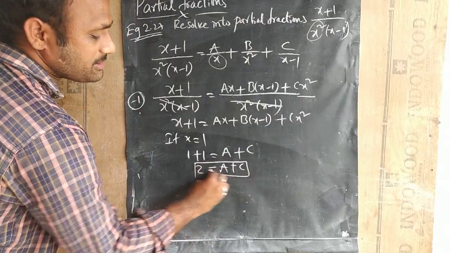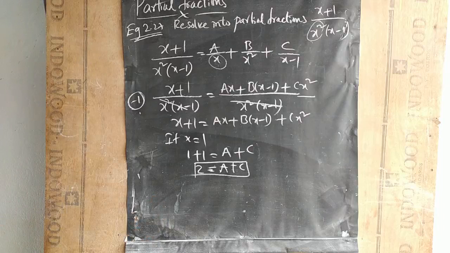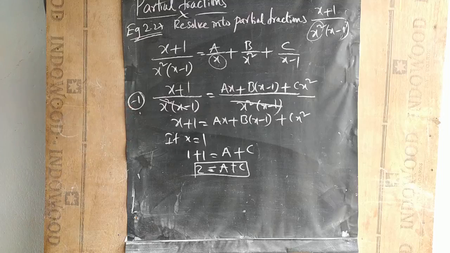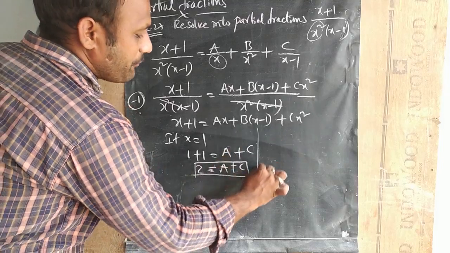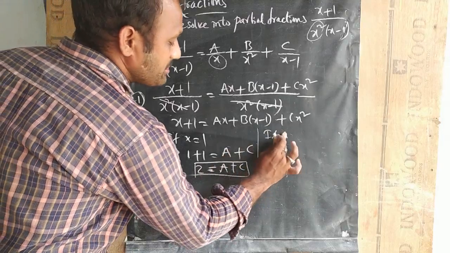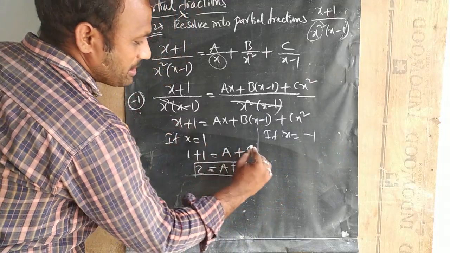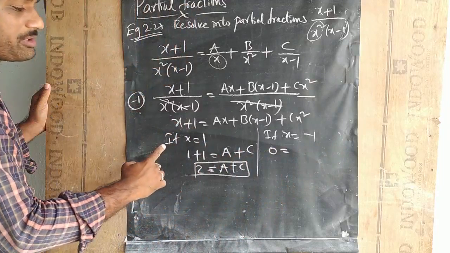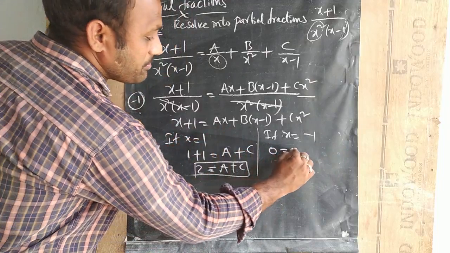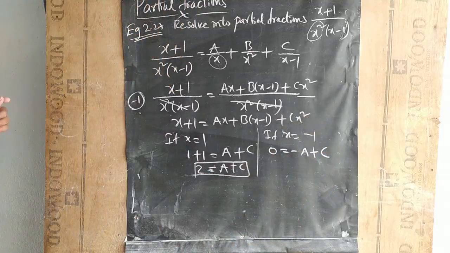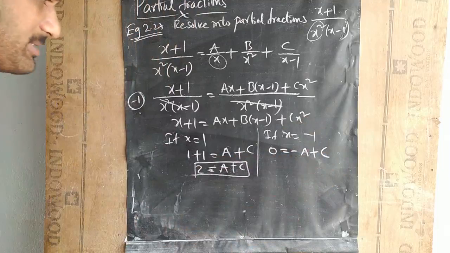A plus C answer is 2. We got the A plus C answer as 2. And moreover, we got the B value as minus 1. In the same case, if x is equal to minus 1, what will it become? Minus 1 plus 1 is 0. 0 is equal to a into minus 1, which is minus a, plus c into minus 1 square, which is plus 1. So I got it as minus a plus c.